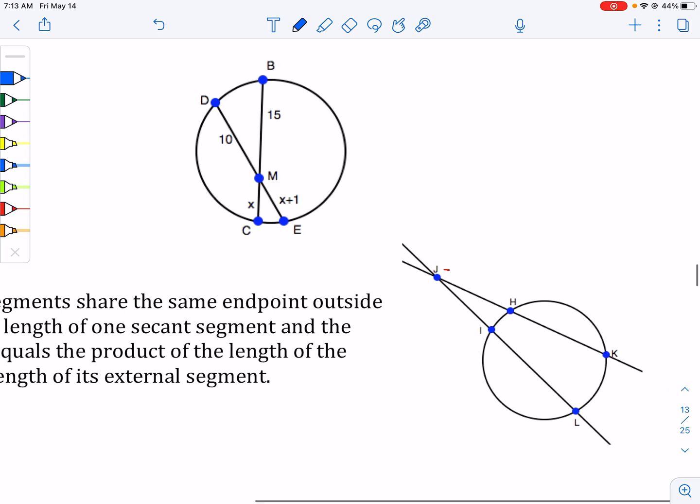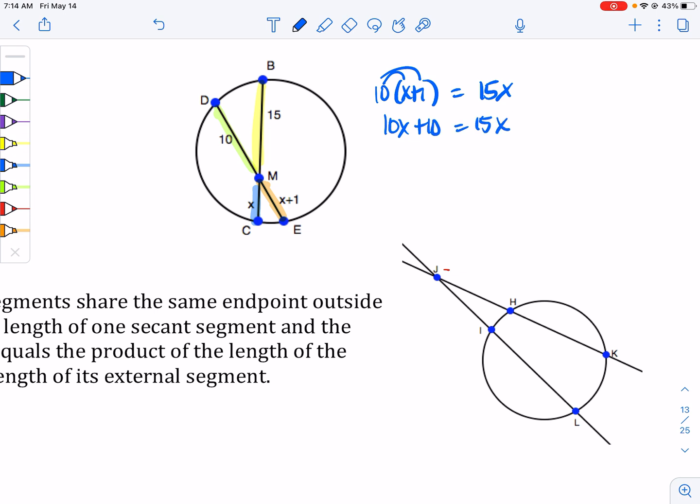If we look at this one, we're again going to look at this part times this part, so the two parts of the chord segment, so 10 times x plus 1, making sure that you're putting the x plus 1 in parentheses, equals this part times this part. So 15 times by x. So here I need to distribute the 10, so we get 10x plus 10 equals 15x.